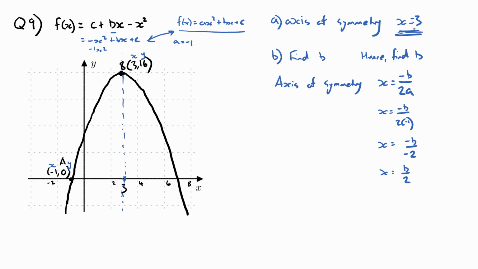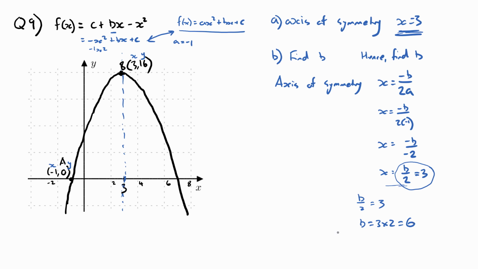However, I also know that x equals 3 from part A. So I can actually say that this is equal to 3. Okay, so just to recap, I had this as my axis of symmetry equation, but I also knew that the axis of symmetry is x equals 3 from part A. So I can now use this to solve for b. So b on 2 is equal to 3. Therefore b is equal to 3 times 2, which is equal to 6. And that is the answer for b.